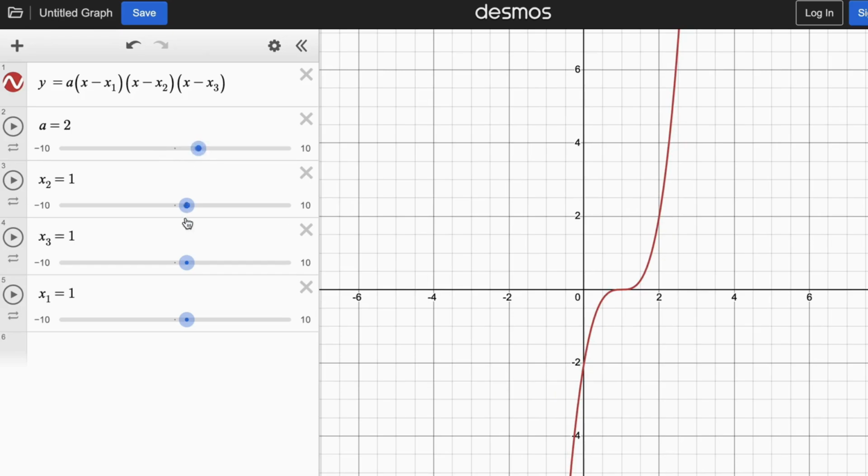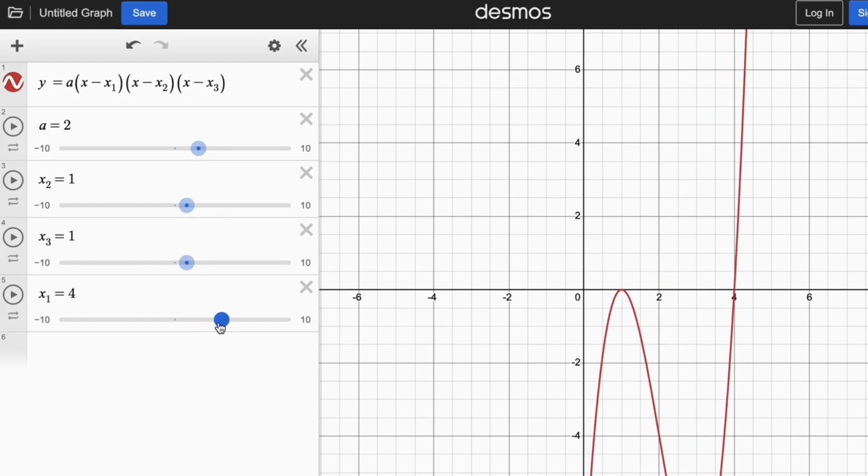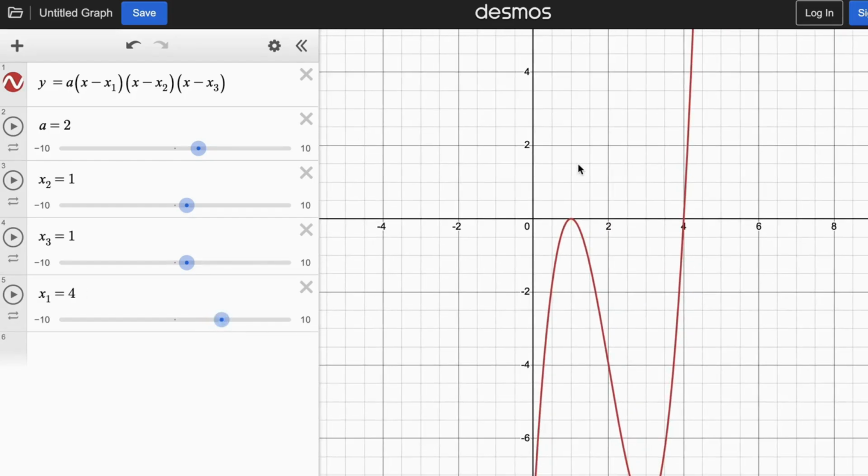So let's leave it at 2, and let's see what happens when we change root 1. So let's make our x1 something like 4. Now notice what happens over here. There is this point where our graph cuts the x-axis at 4, 0. So this is our root, because over here our y is equal to 0, and the values of x at that point are called the roots of the graph.